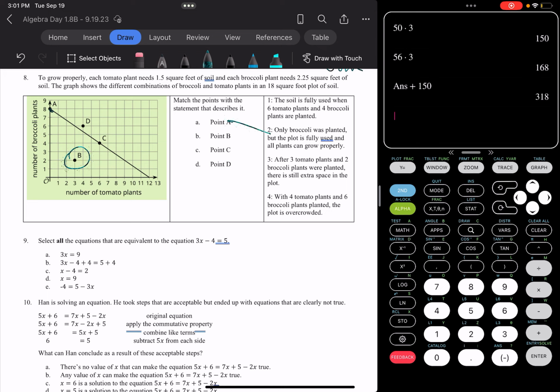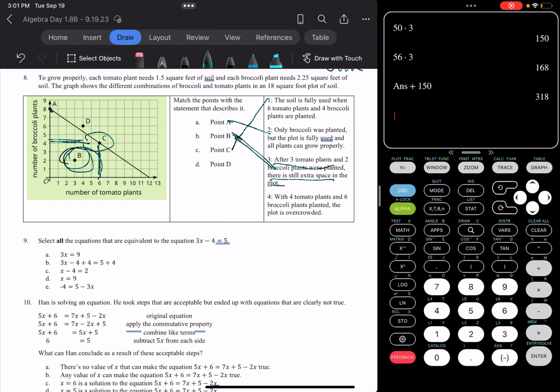Point B is down here, and it's below the line, okay, and it's where we have 3 tomato plants and 2 broccoli plants. So that looks like number 3, but it says after 3 tomato plants and 2 broccoli plants were planted, there's still space in the plot. Yes, that's true because it is underneath the line here. Point C is on the line, so it fulfills the constraints, and it is 6 tomato plants and 4 broccoli plants. So that matches very nicely with number 1.